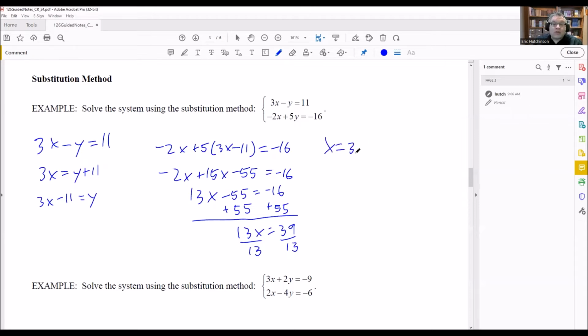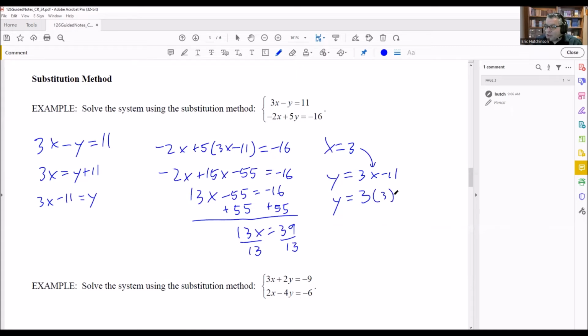But you don't want to leave your answer like this, because these are where two lines cross. So you're actually finding the intersection between these two lines. So I now want to find the y value. Well, we already have this equation solved for y. We have y equals 3x minus 11. And what we're going to do is put in our answer of 3 for x right here.